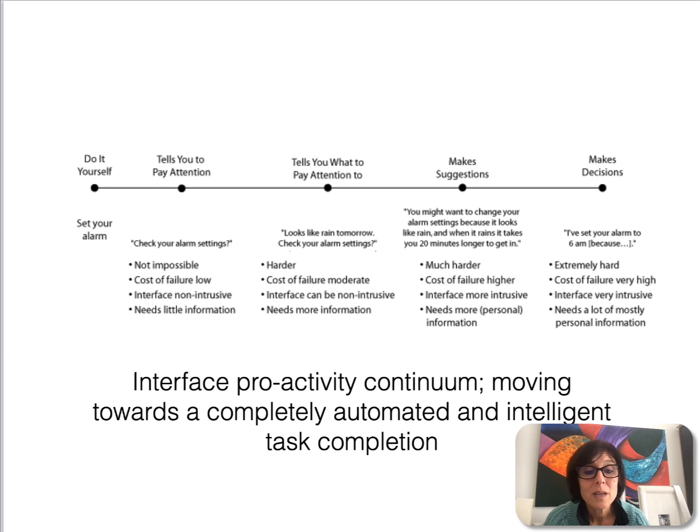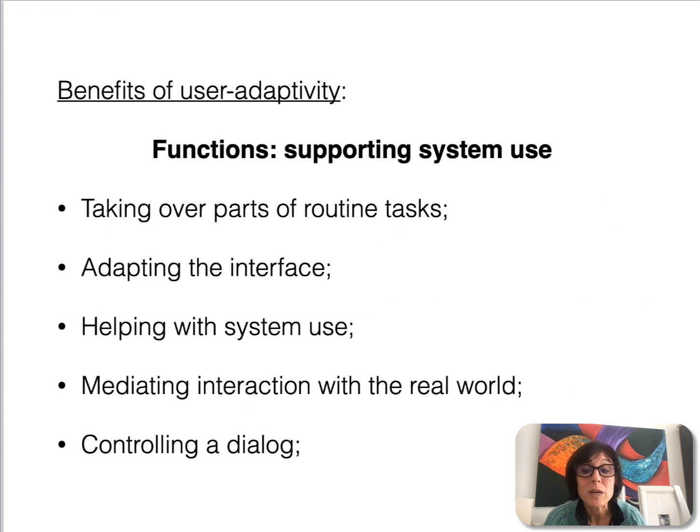So in summary, we might discuss the functions of user adaptivity in terms of the following: supporting system use and supporting information acquisition. In supporting system use, adaptivity may take over parts of routine tasks or adapt the interface for better use, but it can also help the user to exploit the full system, and it is, as we mentioned before, a mediator to facilitate interaction. Okay, so this is how we support system use: taking over parts of routine tasks, adapting the interface, helping with system use, mediating interaction with the real world, and controlling a dialogue.